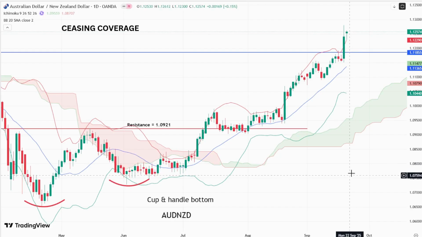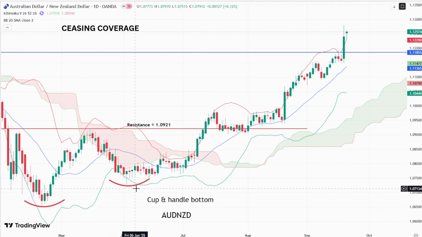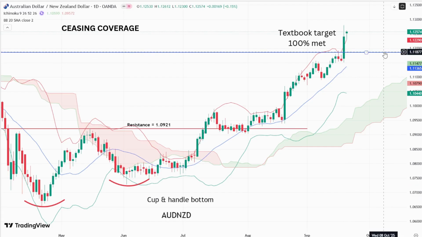Moving on to names in which I will cease coverage, I will cease coverage on Aussie Kiwi. I started coverage on Aussie Kiwi on the 28th of April, citing the formation of a falling wedge that had a textbook target of 1.0955. This target was eventually met. Along the way, I noted the formation of a cup and handle bottom, which was eventually completed, and the textbook target was at 1.1188. This textbook target is 100% met on the 16th of September.